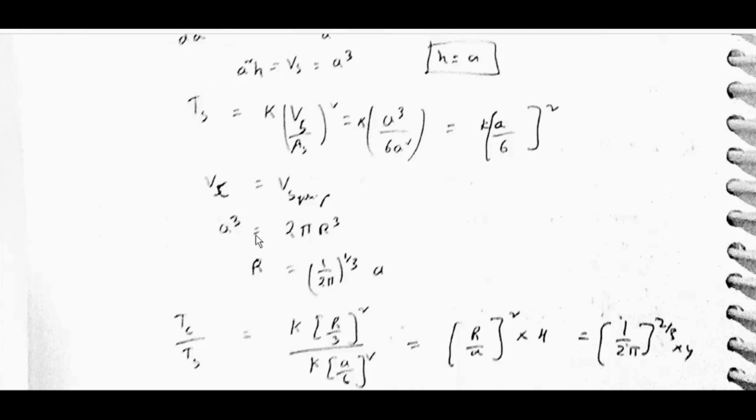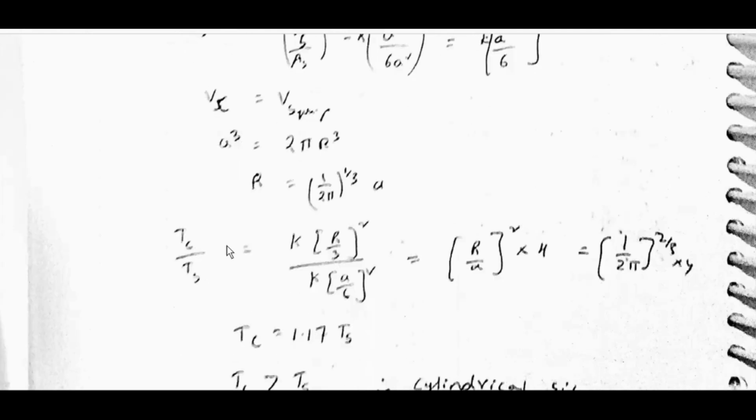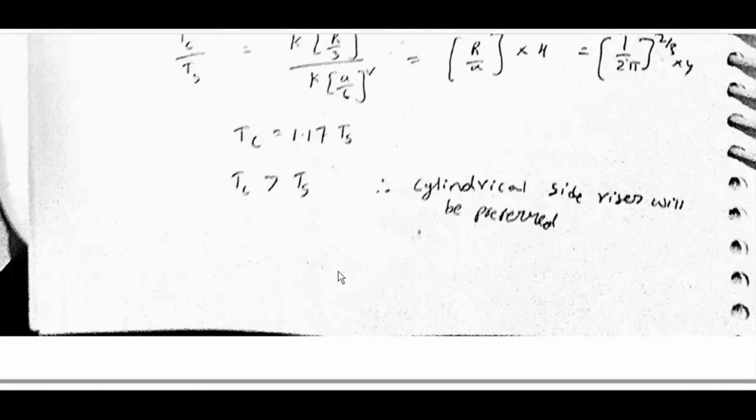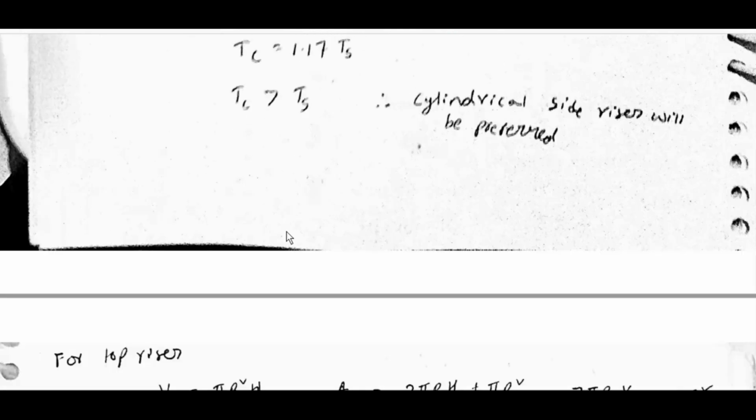Given that volume is equal, a cube is equal to 2 pi r cube. Comparing Tc and Ts, we will get Tc is equal to 1.17 Ts, Tc greater than Ts. The cylindrical side riser will be preferred because the riser should have more solidification time.